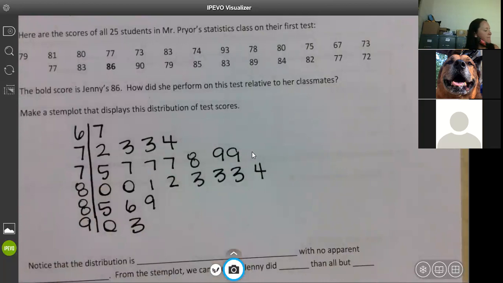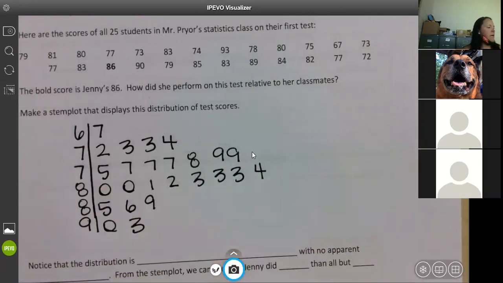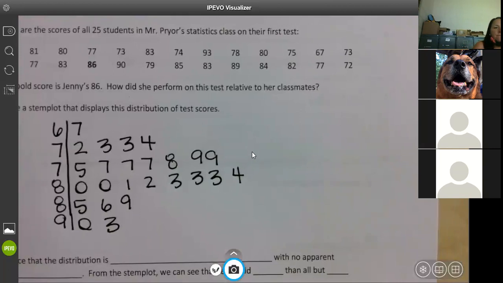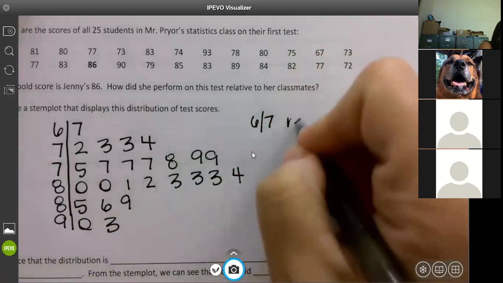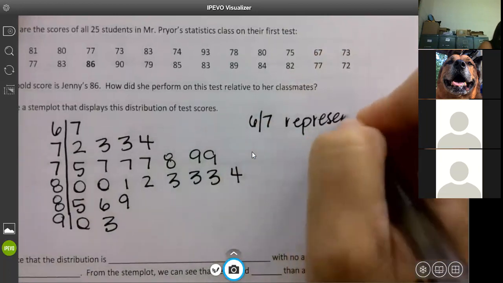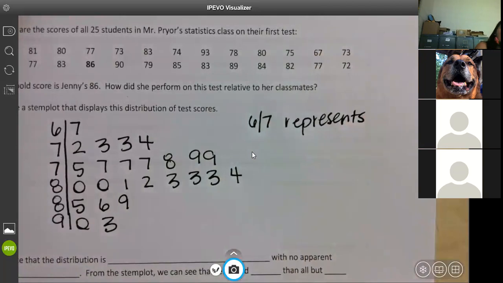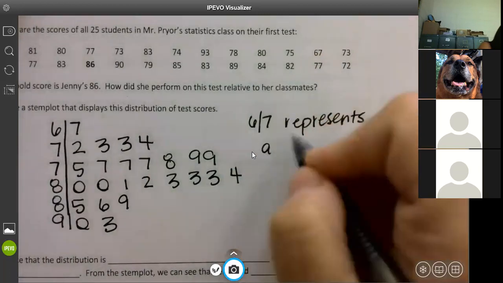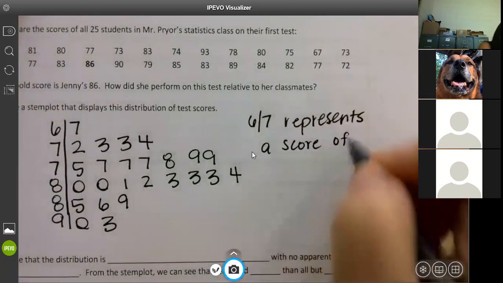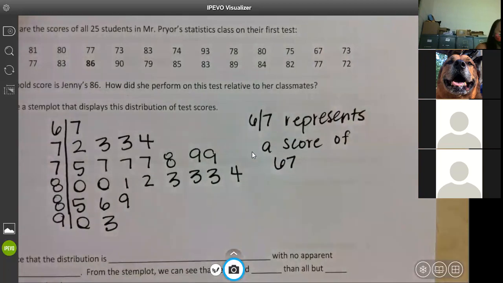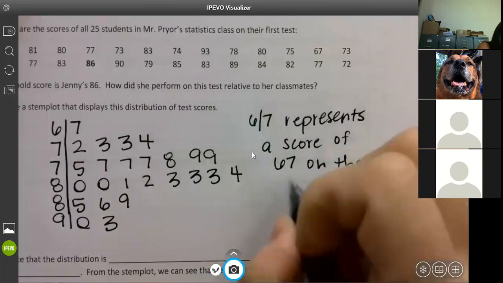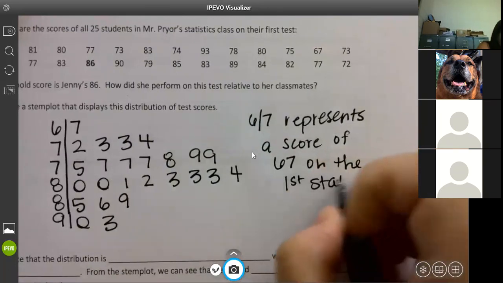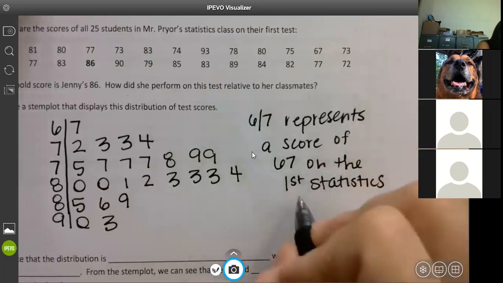What's the last thing I need to do? Do a key. And what's our key? 6 | 7 equals 67. Represents, remember we have to be in detail, represents what? A score on the first test of a statistics class. And then make sure you define it. A score of 67 on the first statistics test.